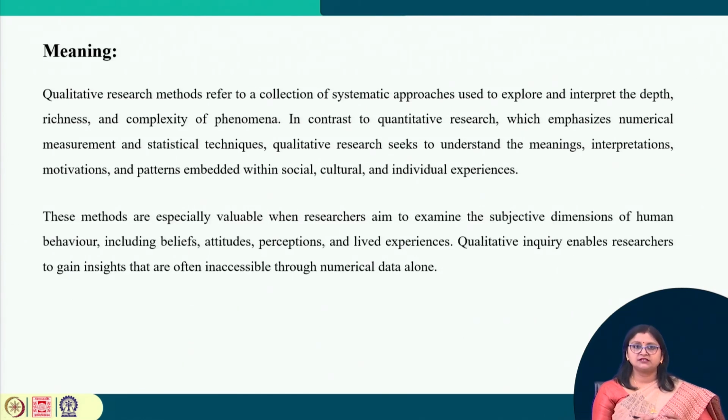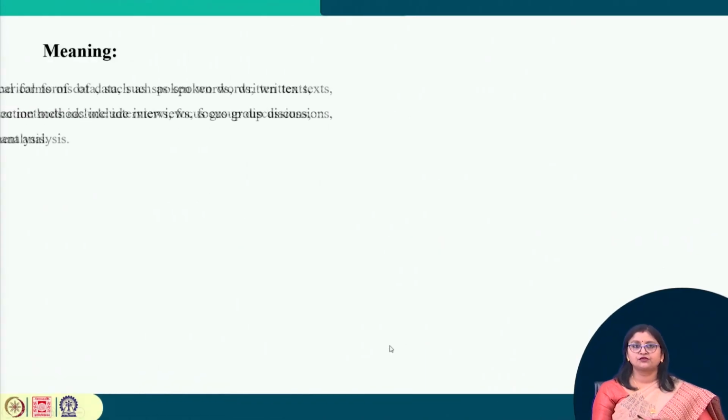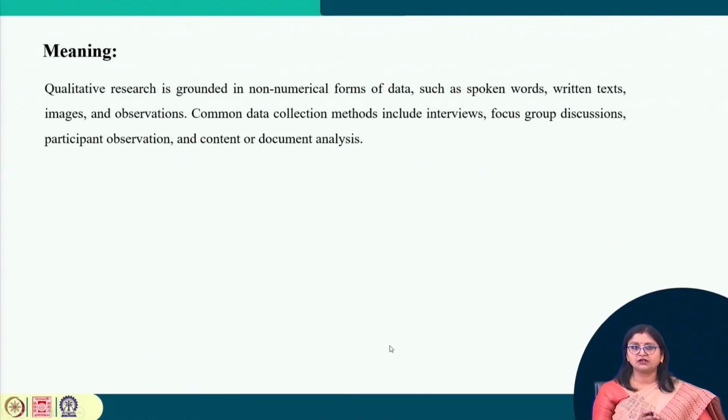When we are talking about these methods, they are especially valuable when researchers aim to examine the subjective dimensions of human behavior, including beliefs, attitudes, perceptions and lived experiences. Qualitative inquiry enables researchers to gain insights that are often inaccessible through numerical data alone. So, in quantitative research we try to see the status, and in qualitative research we go inside the collected data. Here, numerical data is not important.